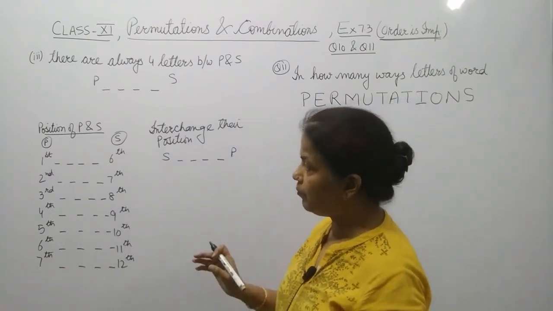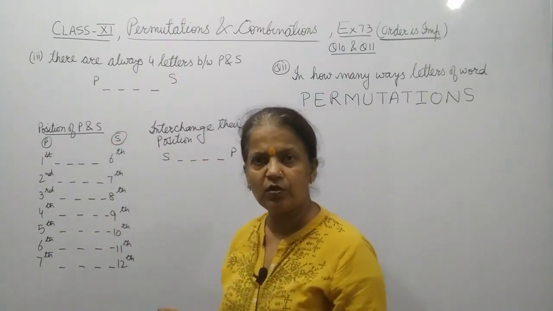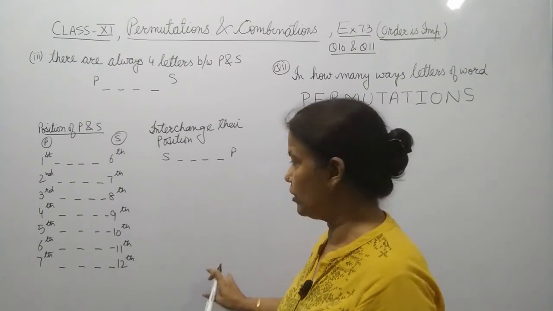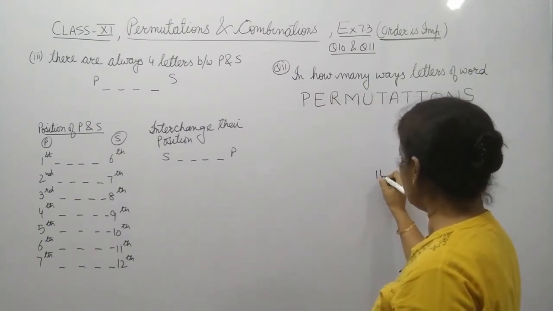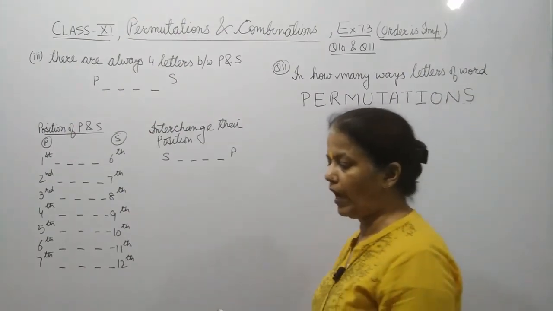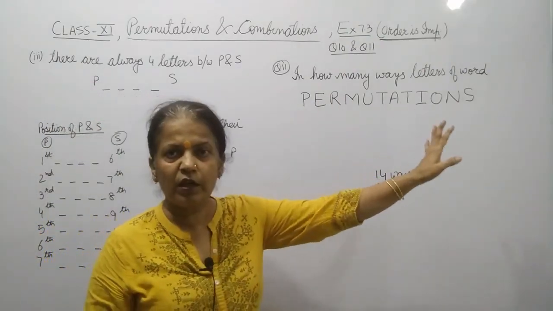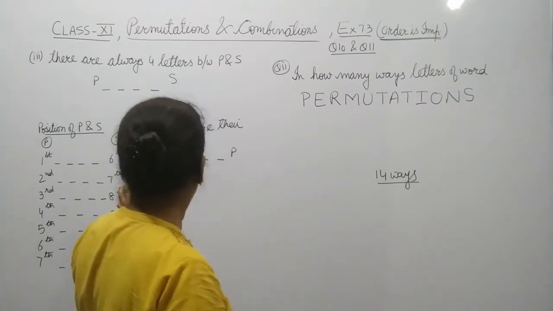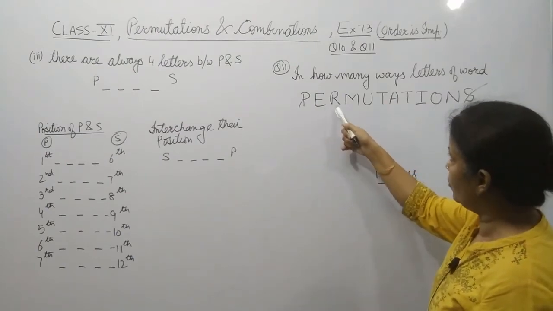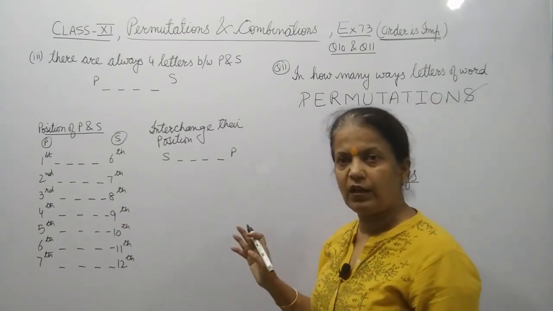So the total number of ways in which P and S can take their positions will be 2 into 7, that is 14. 7 are these and 7 positions will be the reverse. So the total will be 14 ways. Now we have to go further. We have to make the ways for the remaining letters. If we remove P and S, let's count 1, 2, 3, 4, 5, 6, 7, 8, 9 and 10. So there are 10 letters.